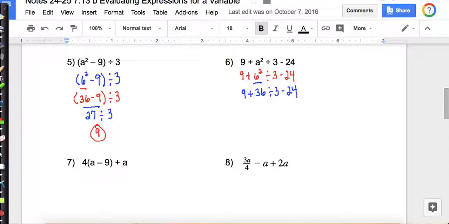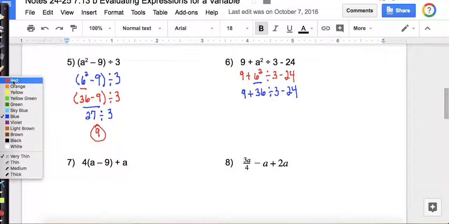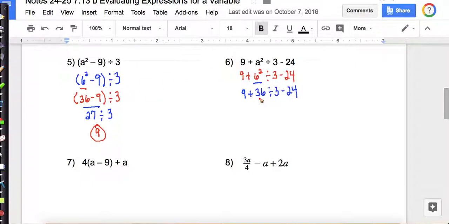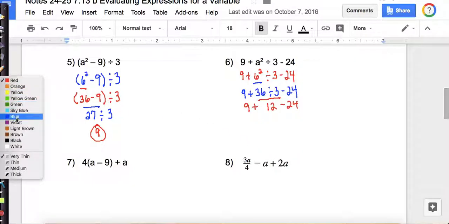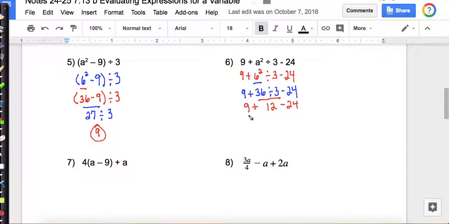All the exponents are gone, so my next step is multiply or divide from left to right. And I notice 36 divided by 3 first when I look from left to right, and that is 12. Bring down the 9, bring down the plus sign, and bring down the minus 24. Now as I look, I don't see any more multiplication or division. So now my last step is to look for addition or subtraction from left to right. And I notice that addition comes first from left to right. So underline 9 plus 12, which is 21. Bring down the minus 24.